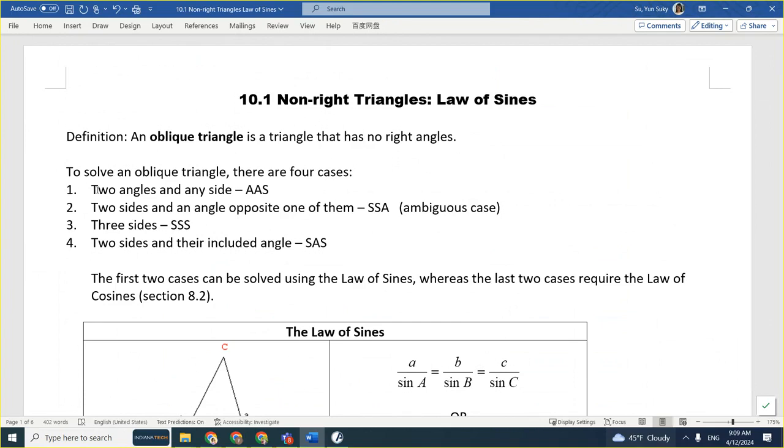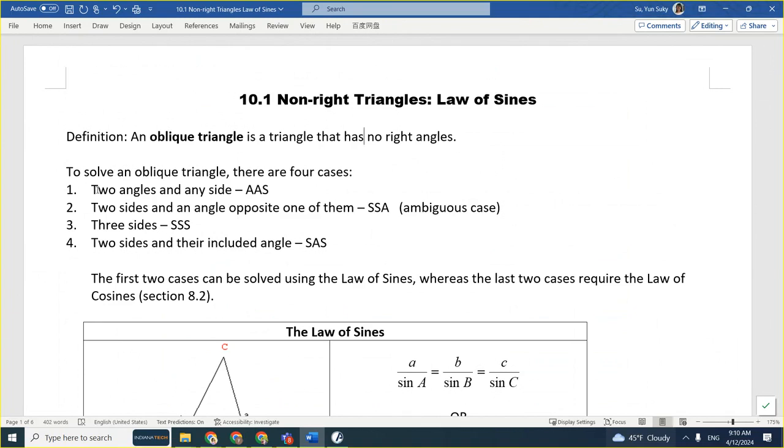Maybe the problem gives you 2 angles and then any side. This case is angle, angle, side. By the way, if they give you two angles, you can find the third angle, right? Because the sum of all three angles equals 180 degrees. Or they give you two sides and an angle opposite one of them. This is called side, side, angle.